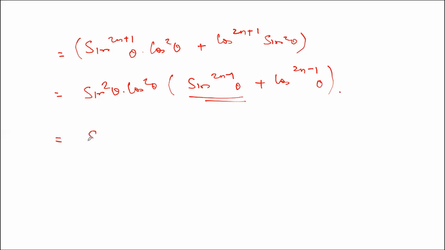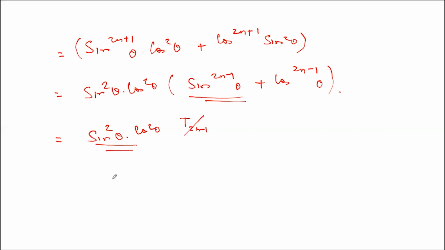So look into this. What is this coming? Sin square theta, cos square theta, and this is the formula that was given for T(2n-1). This is cancelling out with T(2n-1). So this is coming as always constant.